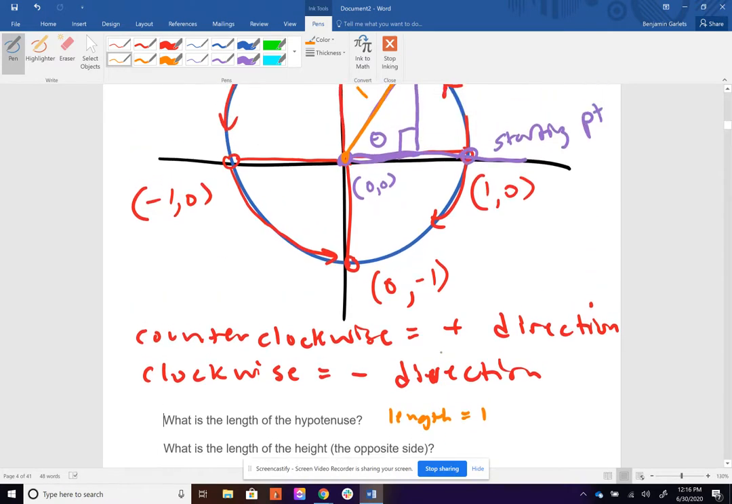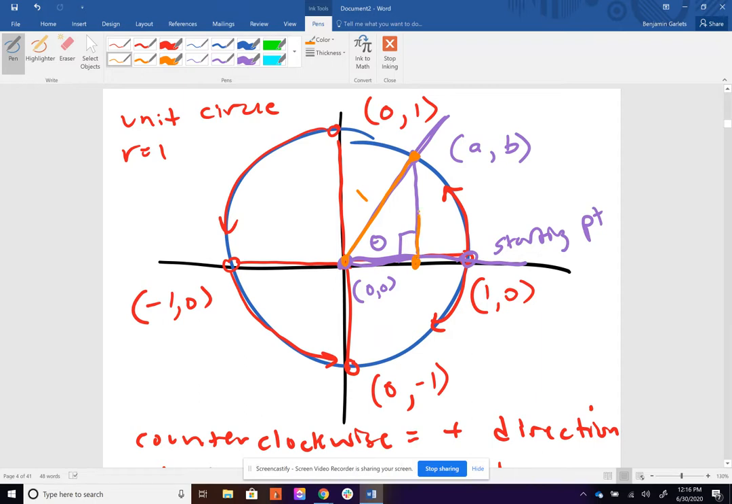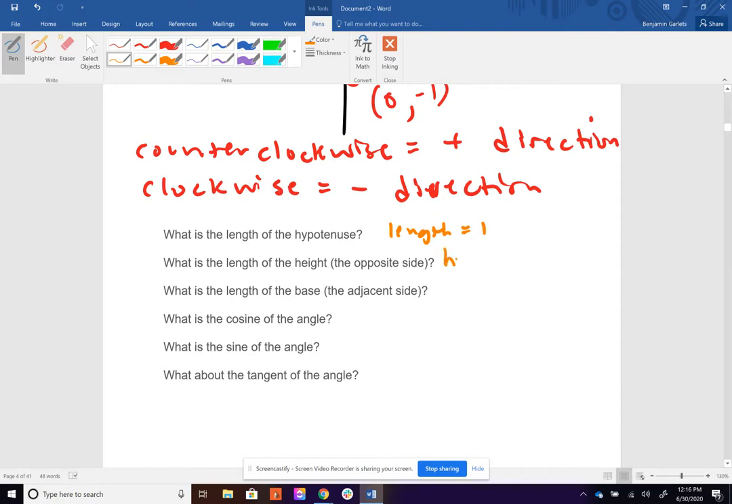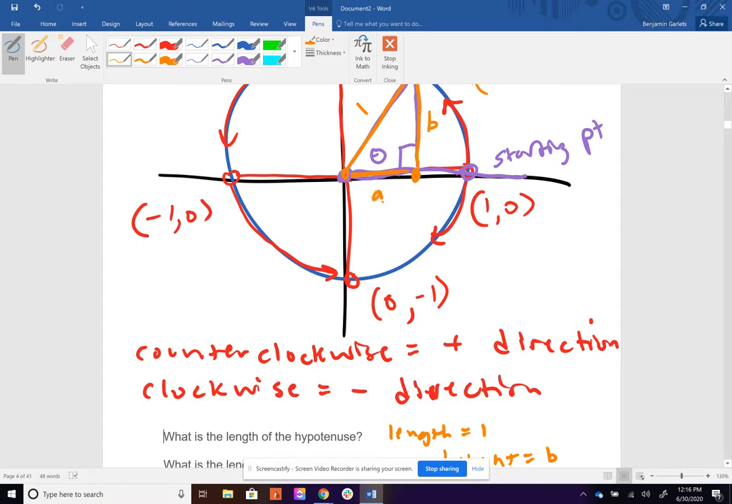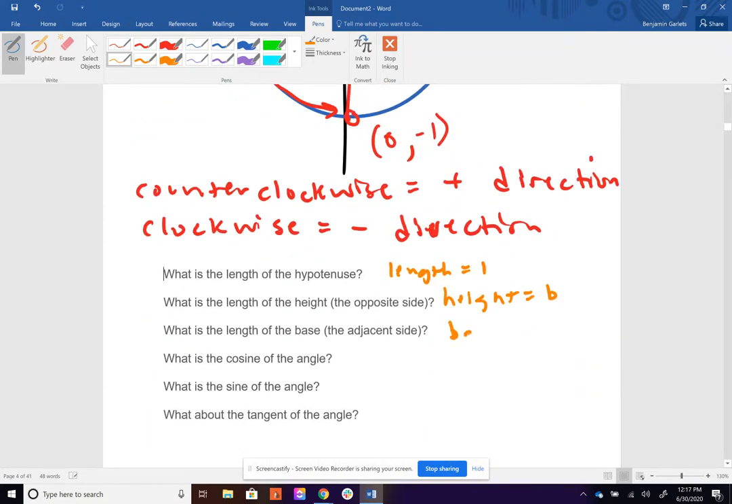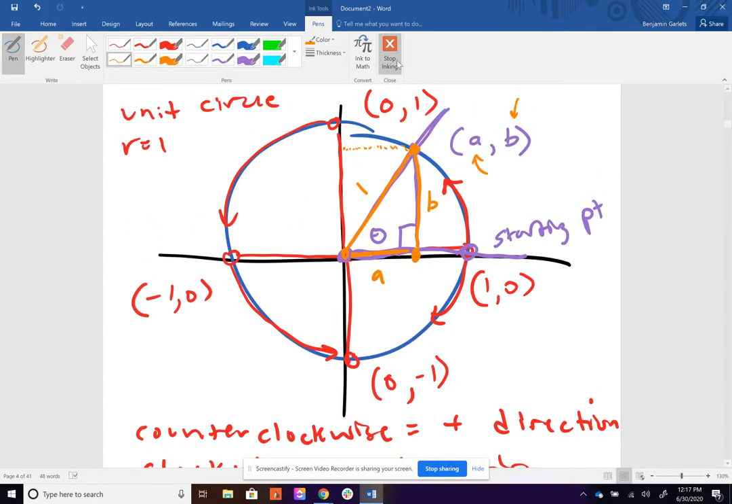Now, what is the length of the height of our triangle? If I look at this distance from here to here, it's the distance from 0 to whatever our y value is. So you'll notice that this triangle has a height of b. And what's the length of the base? If we go back up, the length of our base is going to be the distance from 0 to our x-coordinate, which is a. So our base of our triangle is equal to a.